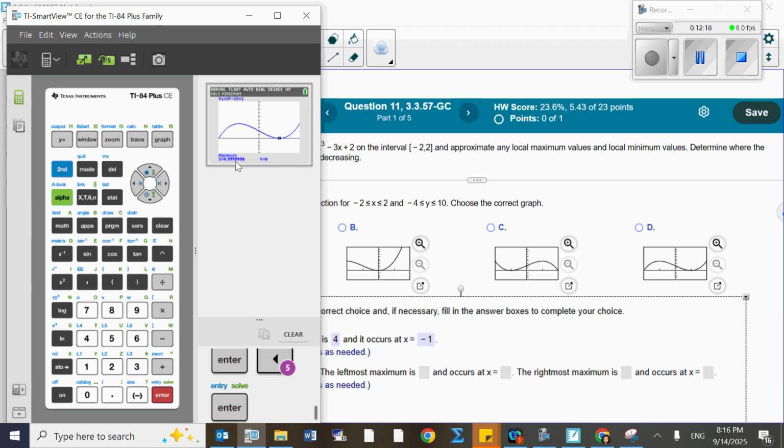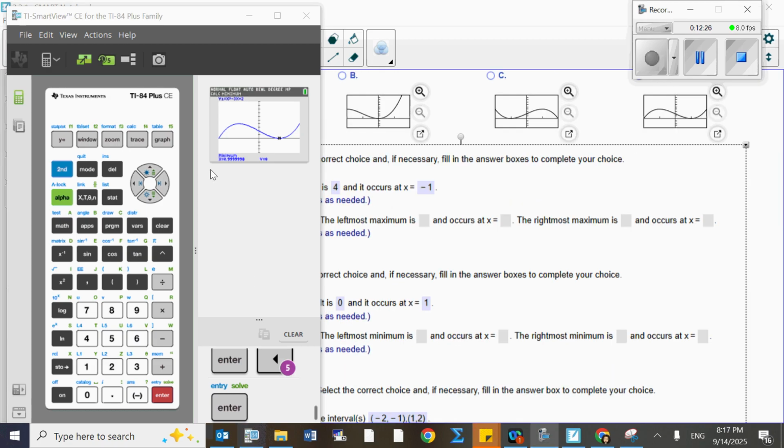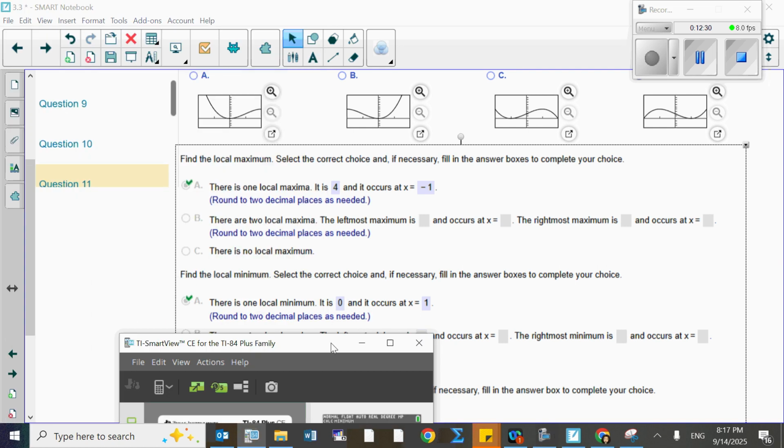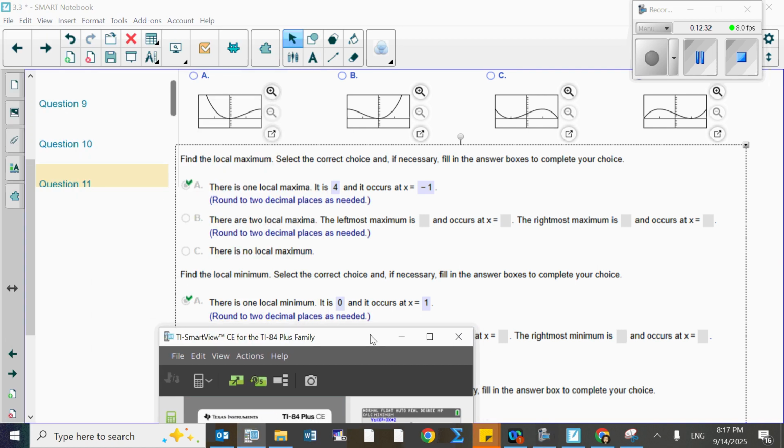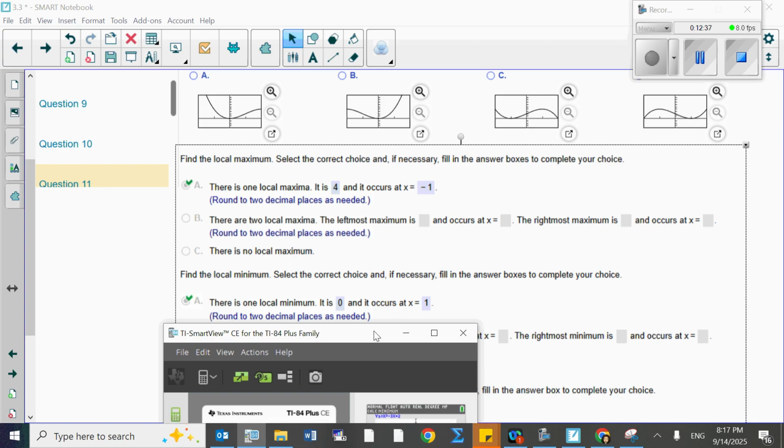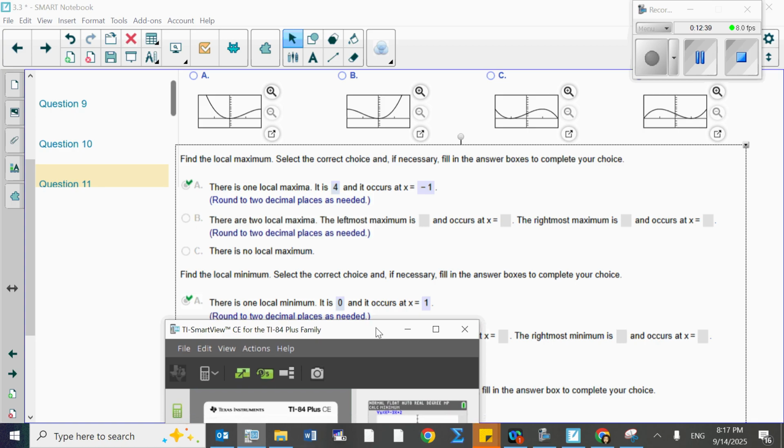Now it's going to give me the point. The value of the minimum is given. It's 0.99999 and y is 0. So here, because we're rounding to the two decimal places, I can just write the x is 0. I'm sorry, the value of the local minimum is 0 at x equal to 1.